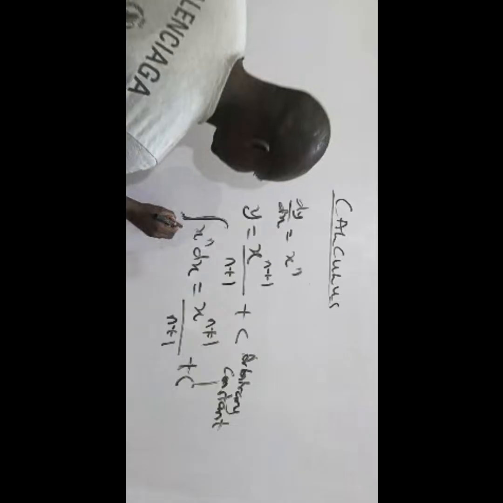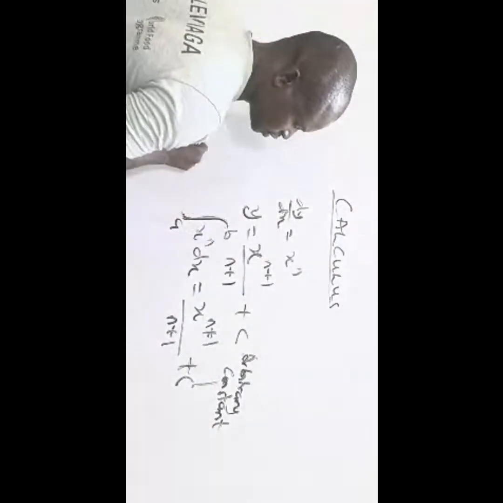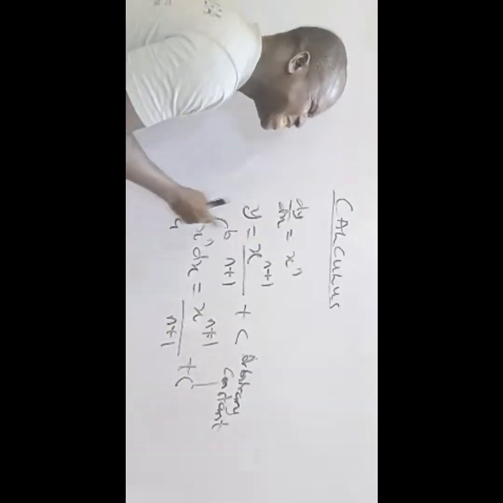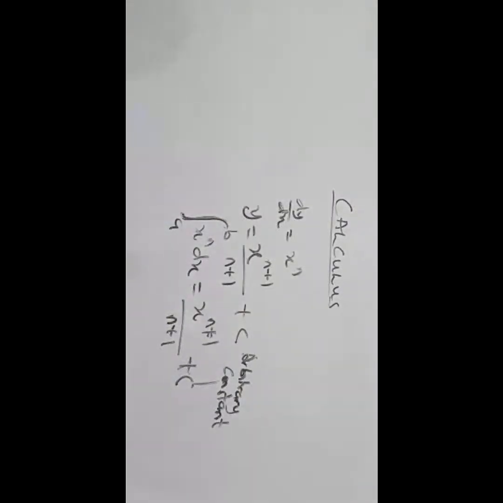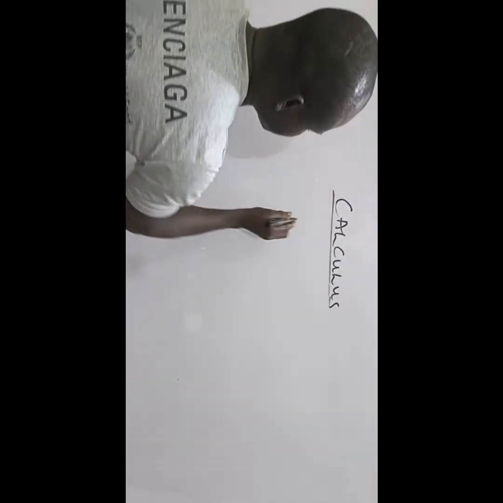But the second type of integration has bounds, something like a and b, where a is called the lower bound and b is called the upper bound. This type of integration is called the definite integral. If you have a definite integral, it is not compulsory to put the arbitrary constant. If you like, you can put it, but you don't even need to, because at the end of the day the constant will cancel out.